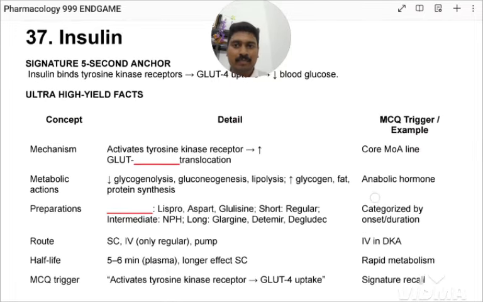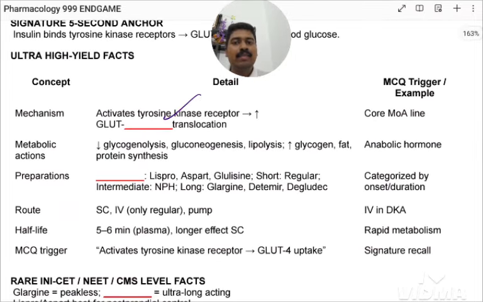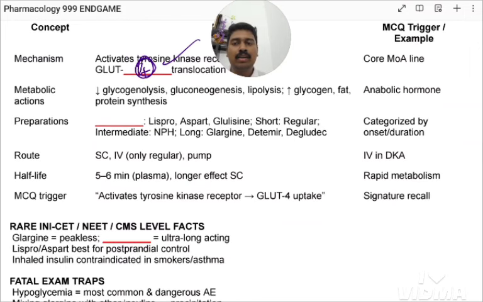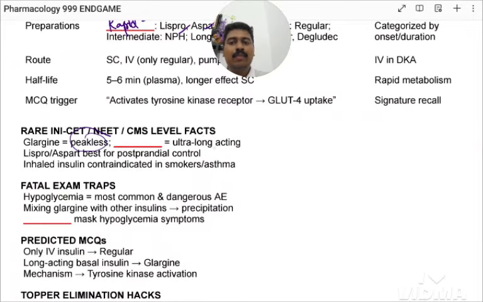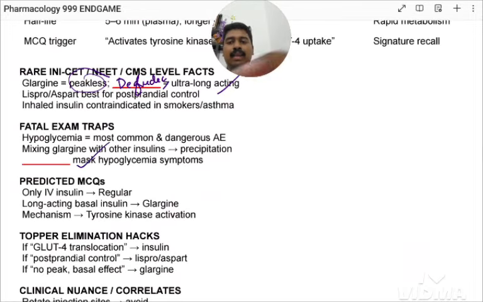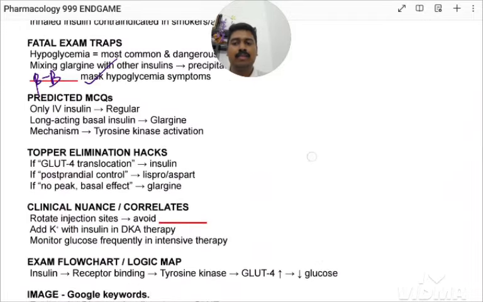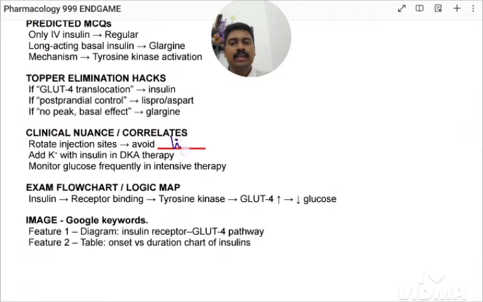So, to summarize: insulin activates the tyrosine kinase receptor and increases GLUT4. GLUT4 is the main glucose transporter. Preparations: lispro, aspart and glulisine are rapid acting, or we'll say ultra short acting insulin. Glargine is peakless. Degludec is the ultra long acting. Beta blockers mask hypoglycemia symptoms. Rotate injection sites to prevent lipodystrophy.